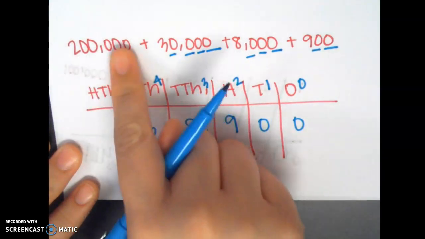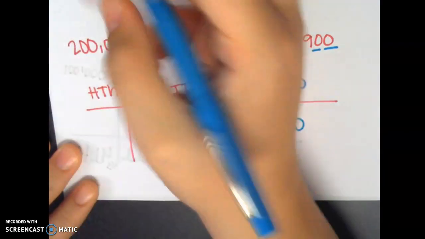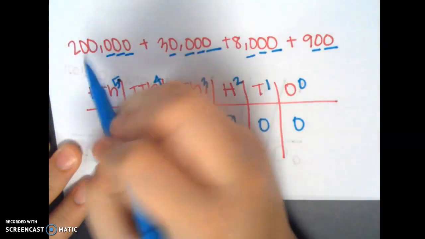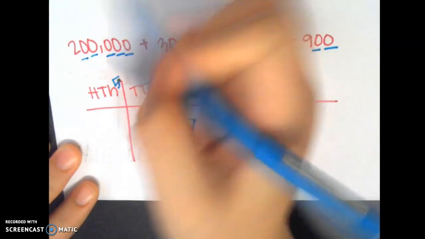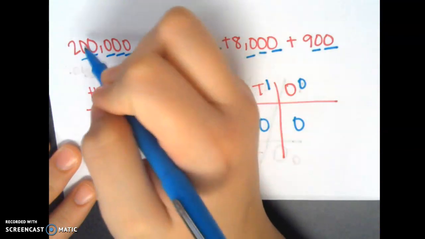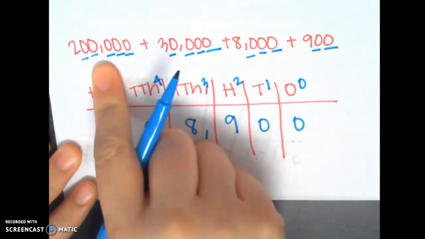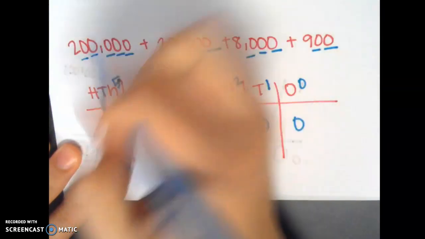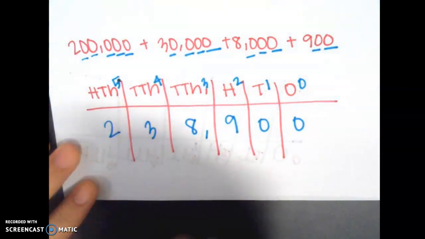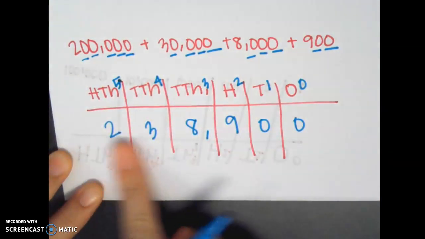200,000. 1, 2, 3, 4, 5. 5 zeros. My 100,000s has 5 zeros. So 200,000 is going to be 2 100,000s. This is what this number looks like.